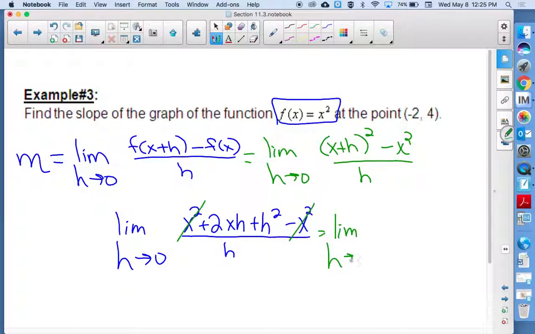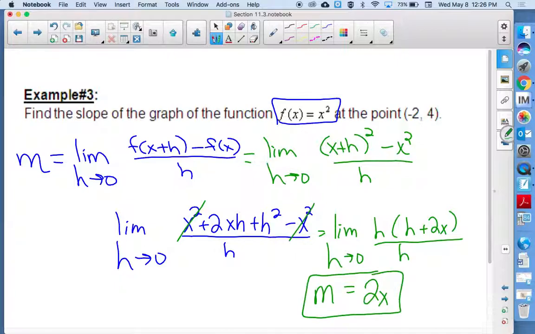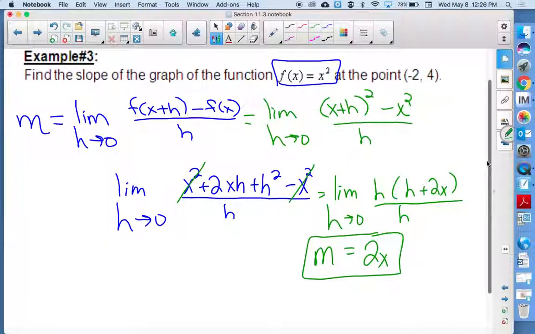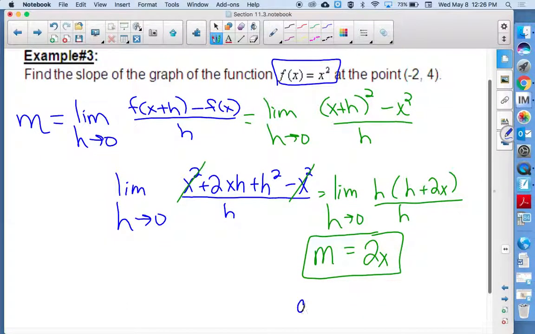And when you factor out an h, what do you have? Once you factor out the h, you're left with h plus 2x. Yeah. And when you plug in the 0, you end up just having 2x. So that represents the slope at any point on the graph. We specifically want to find the slope at (-2, 4). So Marie, at (-2, 4), the slope would be -4.